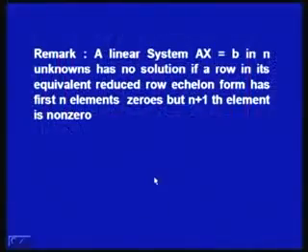Now a number of remarks here. A linear system Ax equal to b in n unknowns has no solution if a row in its equivalent reduced row echelon form has first n elements zeros, but the n plus 1th element is non-zero. So if this is a situation that all the elements in a particular row are 0 except the last one, then the system will not have any solution.